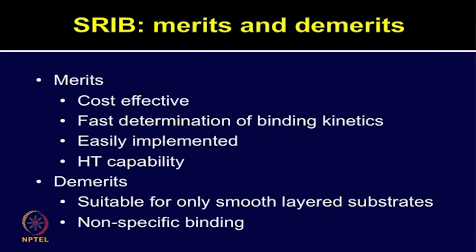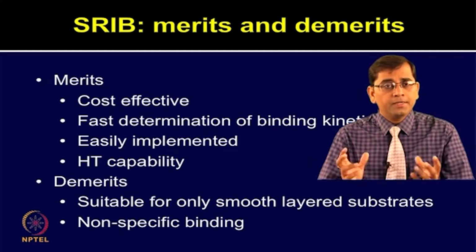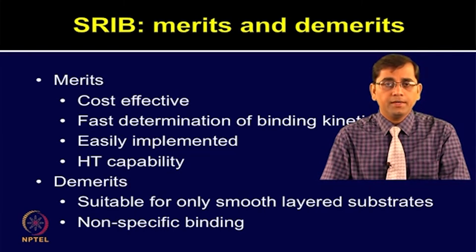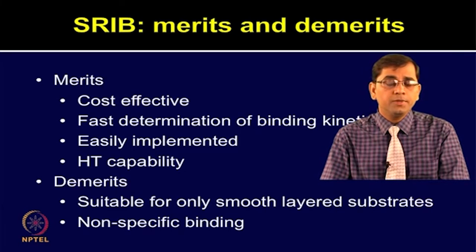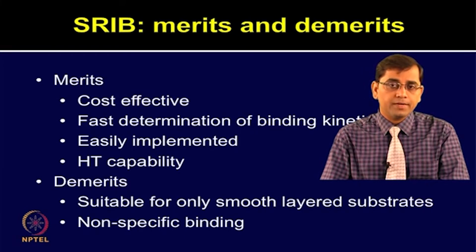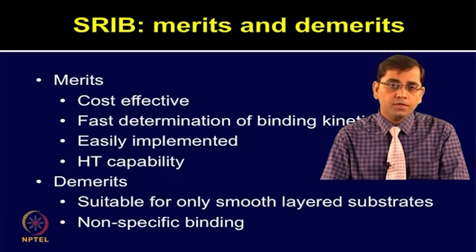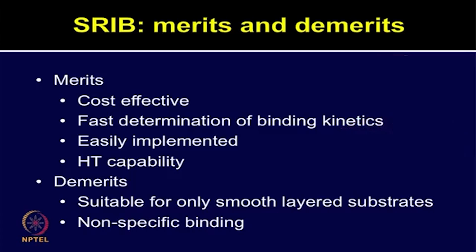The spectral reflectance imaging biosensors are cost effective. They are used for rapid determination of binding kinetics. They can be easily implemented, providing high throughput data for biomolecular interaction studies. Its demerits include its suitability for only smooth layered substrates and some non-specific binding issues which need to be improved with advancement of this technology. Let us see this animation to further understand the principle of SRIB.